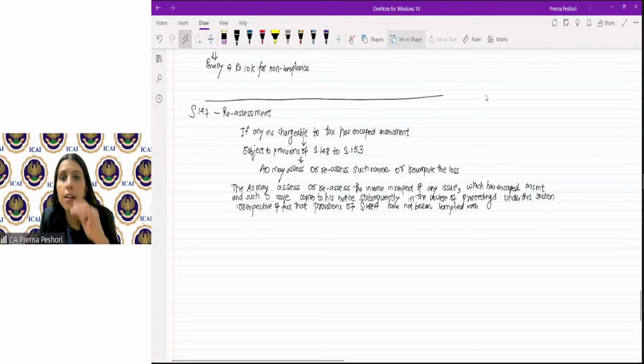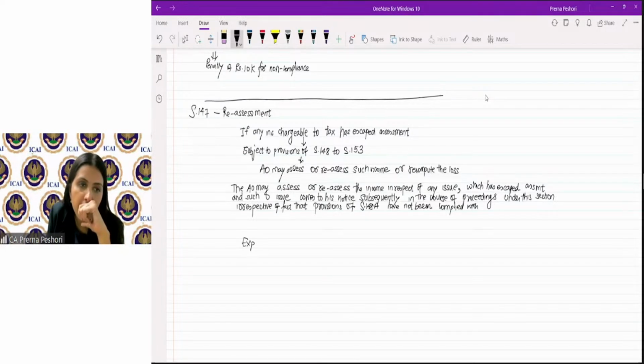Now, what does this mean? Let's try and understand. Let's say the reassessment was started for expense A, which is claimed as deduction. Let's say some additional depreciation on plant and machinery installed in office premises. Now the reassessment was started with respect to this particular point. So let's say expense A, which is additional depreciation on plant and machinery installed in office premises.